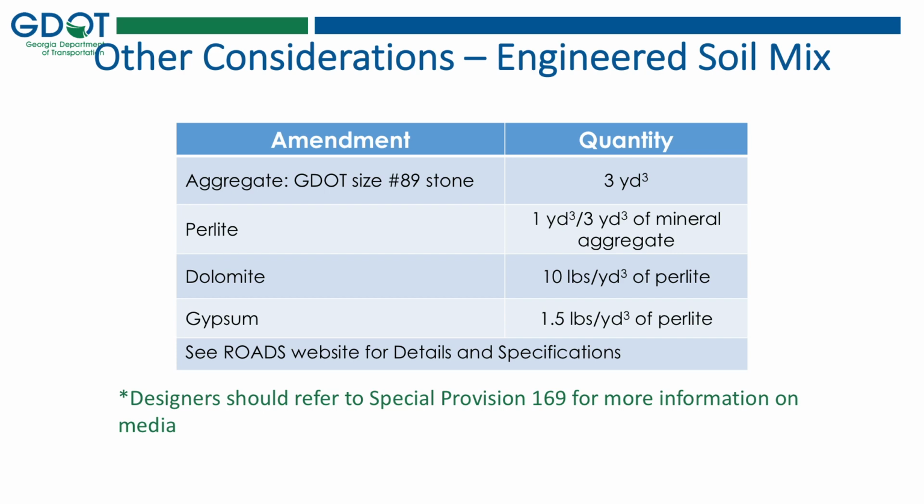The media mixture is designed for an initial infiltration capacity of 50 inches per hour, with a long-term infiltration capacity of 28 inches per hour. The bioslope should be sized using an infiltration rate of 10 inches per hour as a factor of safety. More information on media can be found in Special Provision 169.